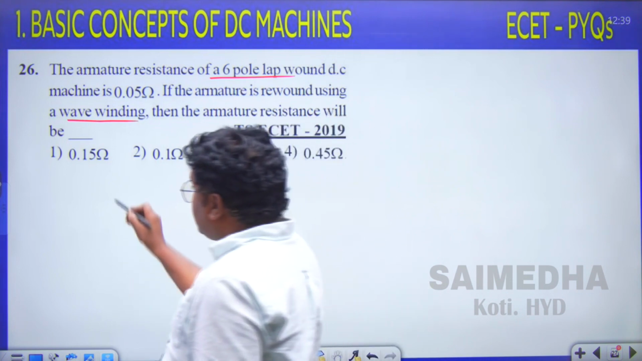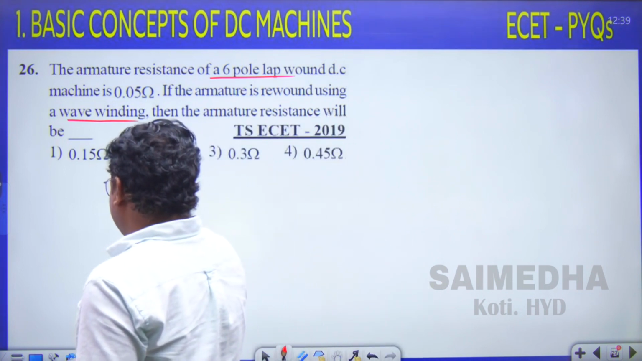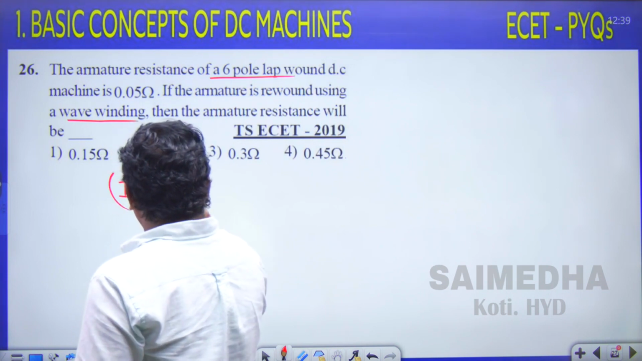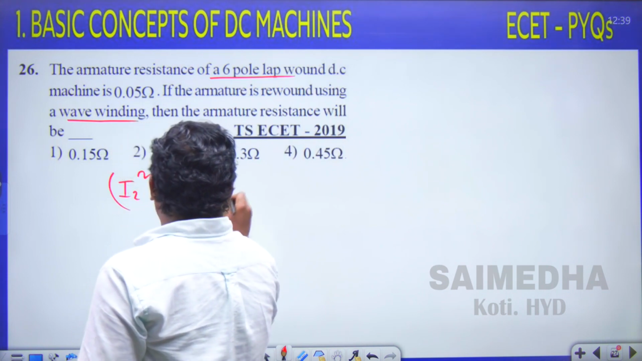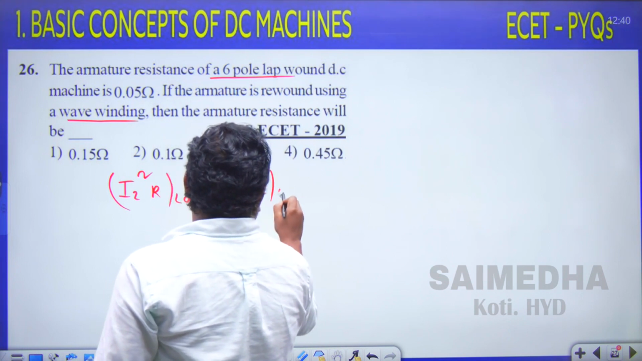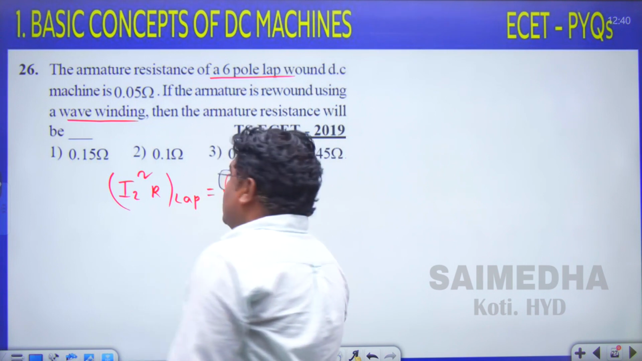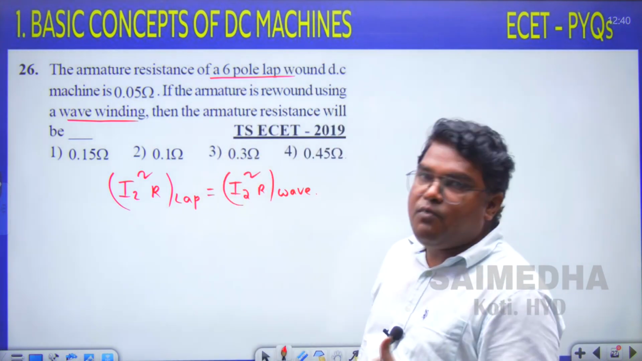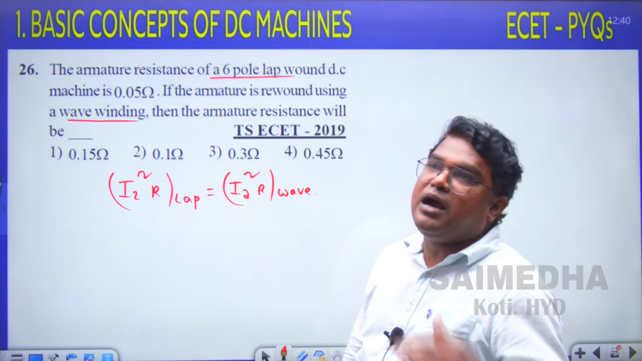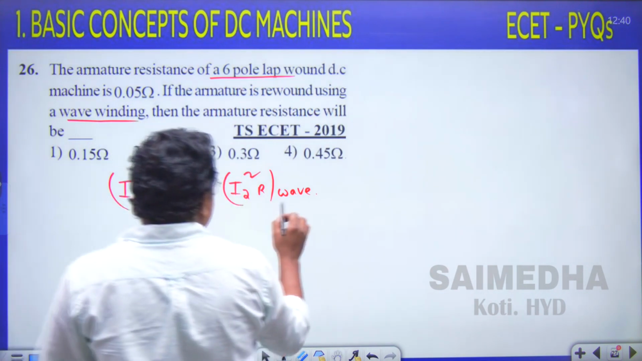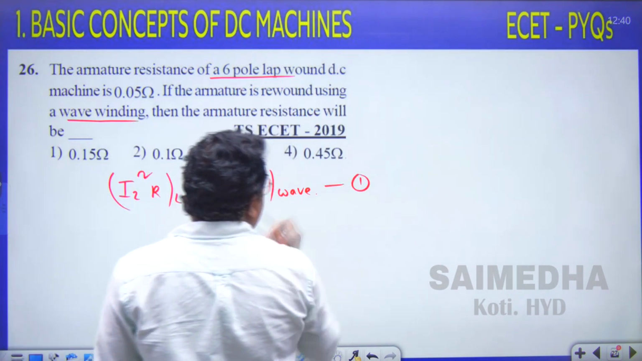So armature copper losses, the I square R loss in the lap winding is always equal to the I square R loss in the wave connected armature winding. If the same machine is reconnected as a wave from the lap winding, there is no change and the copper losses remain the same. Let us assume this is equation number 1.